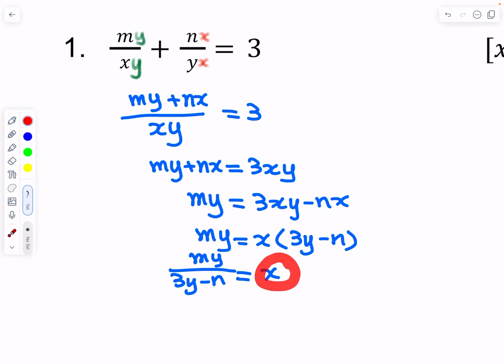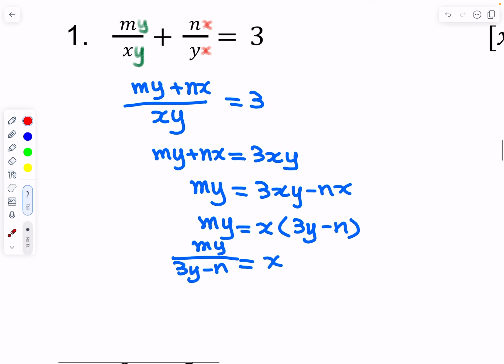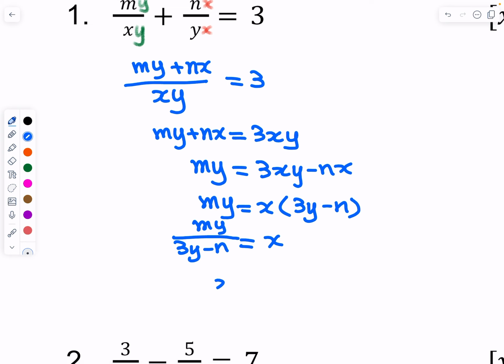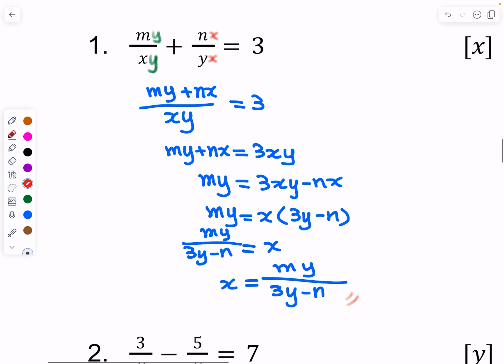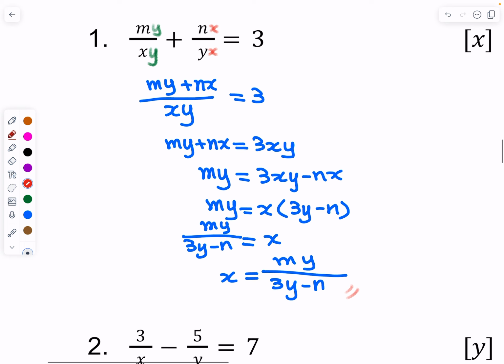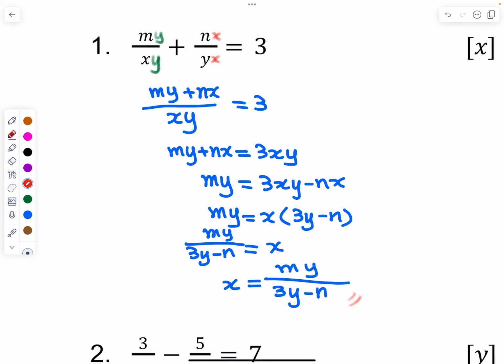So x is alone, so maybe this is correct, but now read it as this thing equals x, but I need x equals something, so just flip it over: x equals my over 3y minus n, and that will be your final answer. If I have anything wrong, or if you find that I have some careless mistake, please let me know in the comment section down below, or tell me at school when you see me.